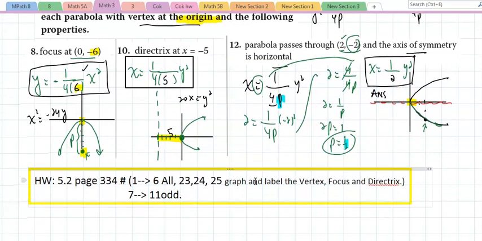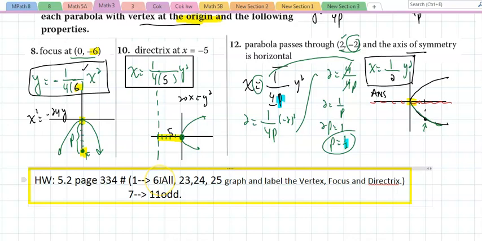And there's your homework. On 1 through 6, all 23, 24, and 25, ignore the directions in the book. Graph, label the vertex, the focus, and the directrix, just like we did on all of these examples.